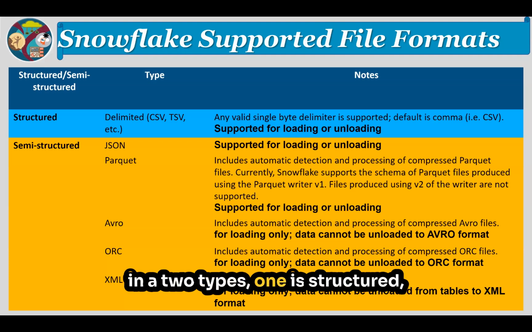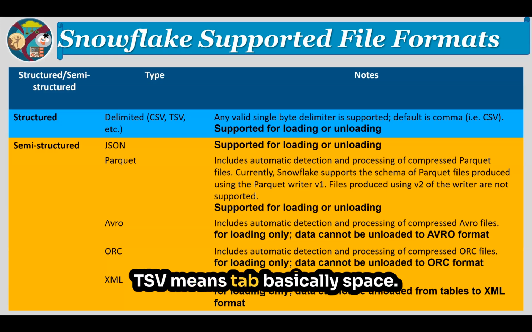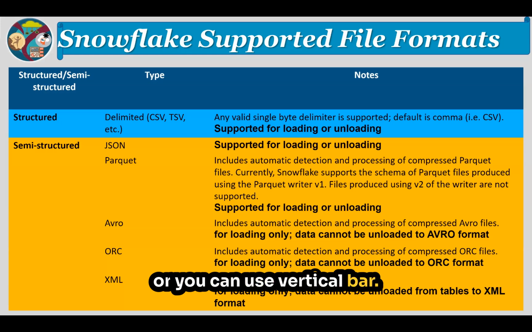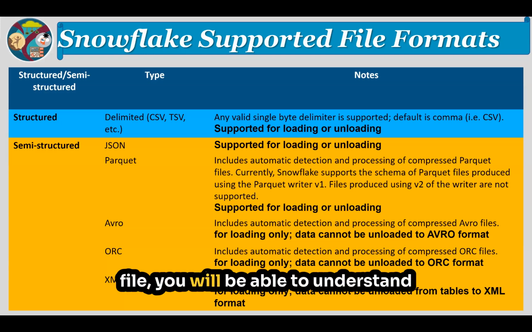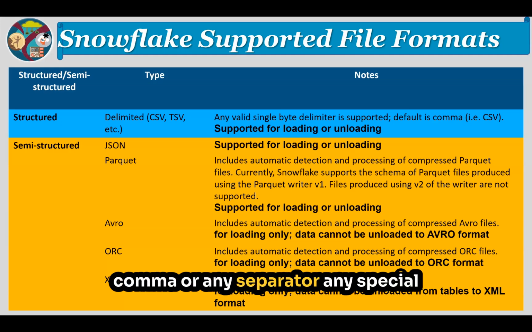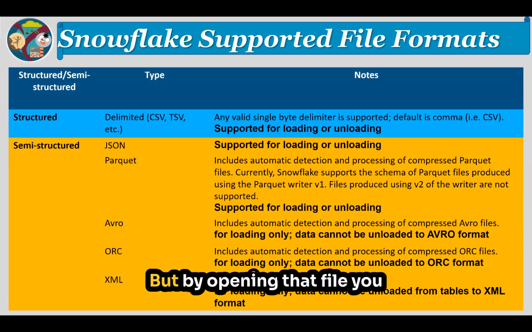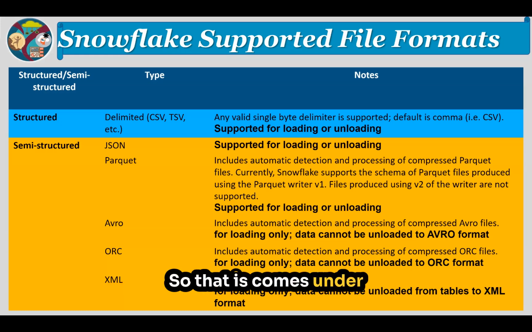Now, the kind of file formats supported by Snowflake can majorly be categorized into two types: one is structured, another is semi-structured. Structured means CSV or TSV. TSV means tab separated, CSV is comma separated, or you can use a vertical bar. All these are structured data. By opening that file, you will be able to read and understand the data. You can put a comma or any separator or special character. That comes under the structured category.